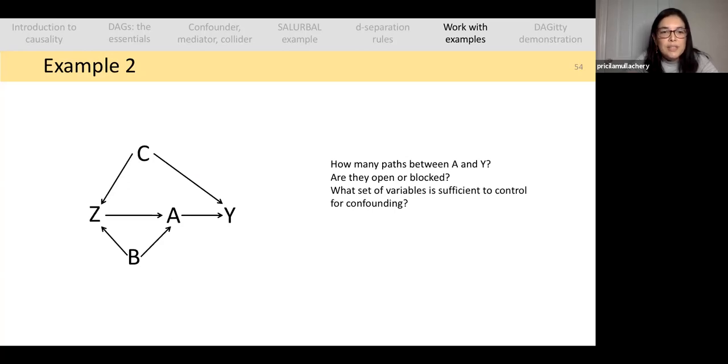Okay, so here we have a slightly more complicated DAG. And again, we are always going from A to Y, right? So here, thinking about the paths, we have one path that goes from A to Y. That's our causal path. We have one path that goes from A to B to Z to C to Y. And we have another path that goes from A to Z to C to Y.